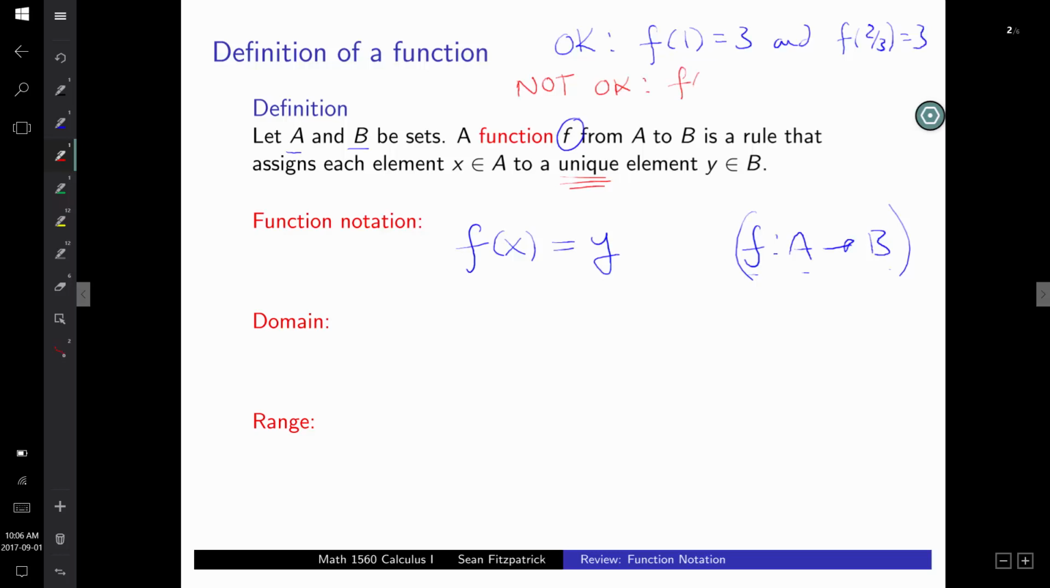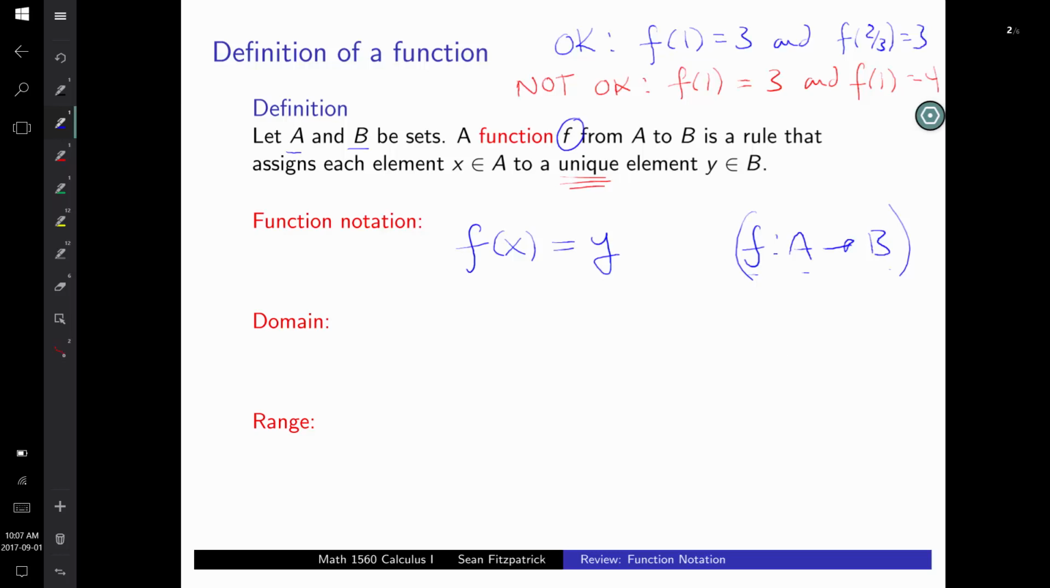What's not okay would be if f of 1 went to, say, 3, but then it also went to some other value, like 4 or something, right? So you can't have one x value that goes to two y values, but you could have two x values that go to the same y value. So this is one thing to keep an eye on when you're talking about functions. If you want to rule out the first possibility as well, this gets into the idea of one-to-one functions, which we might talk about in a later video.